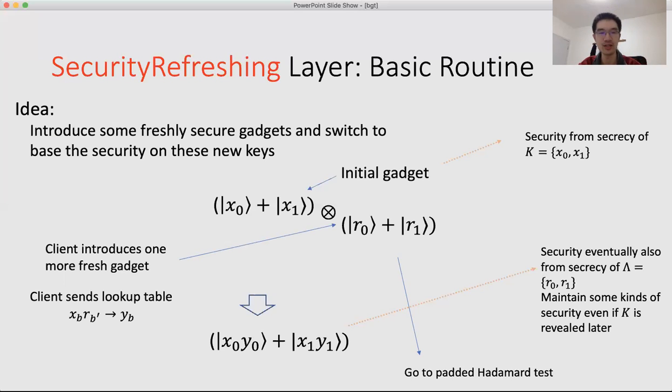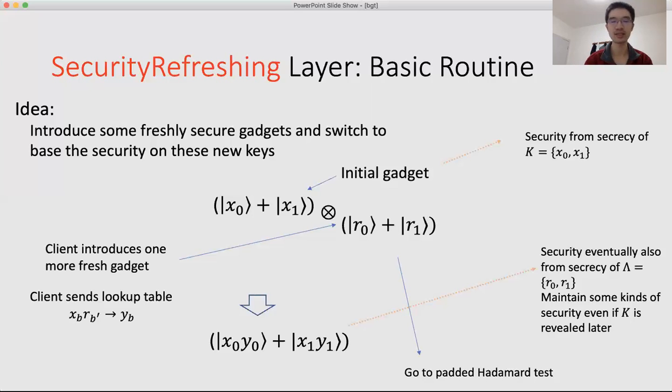And after the server completes this decryption, the new gadget is thrown to the Bendy-Harman test, so it's consumed and being tested. And after this protocol completes, the security of the output gadget will also rely on the secrecy of the new gadget in a weaker form. And this will give us some kind of security, even if the keys in K is revealed later.